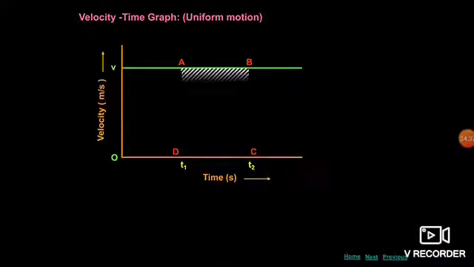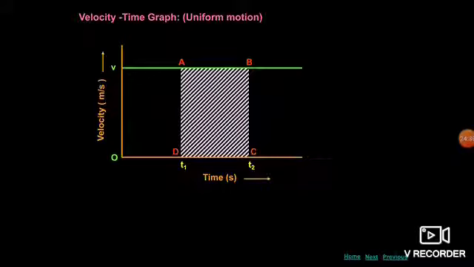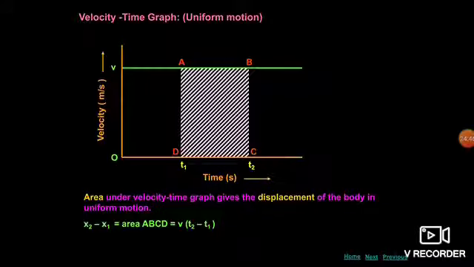Velocity-time graph, uniform motion. We have shown a rectangular area ABCD on the velocity-time graph. The area under the velocity-time graph gives the displacement of the body in uniform motion. x2 minus x1 is equal to the area ABCD. And how do we find the area or displacement? It is velocity times time, so time will be t2 minus t1.